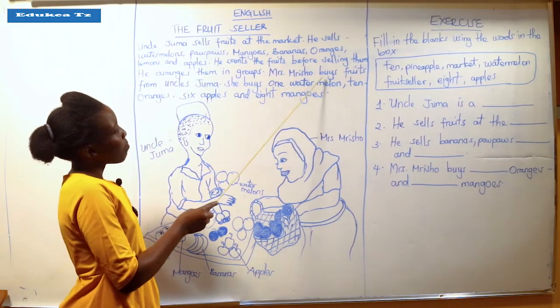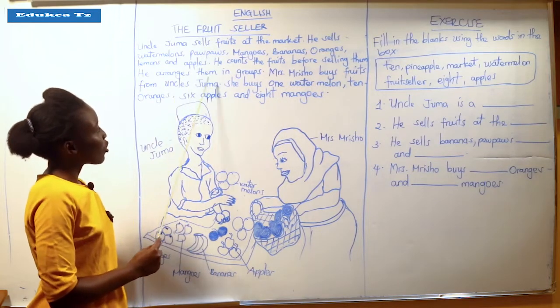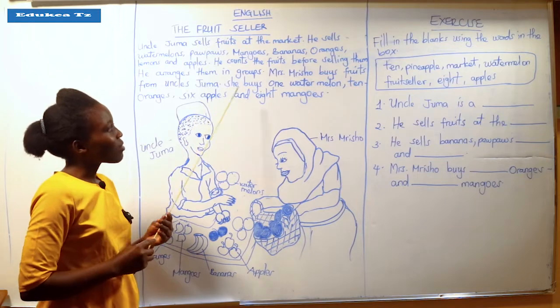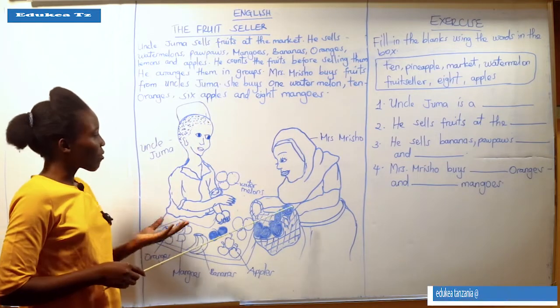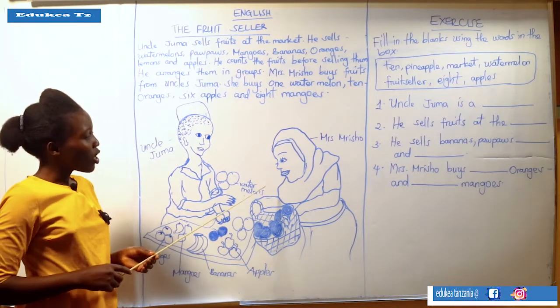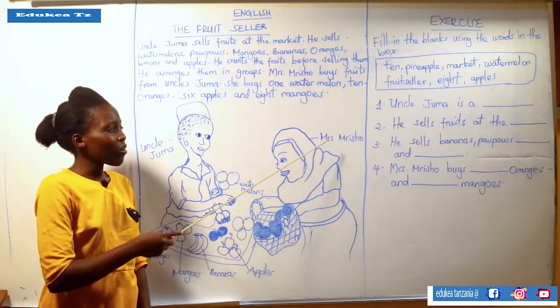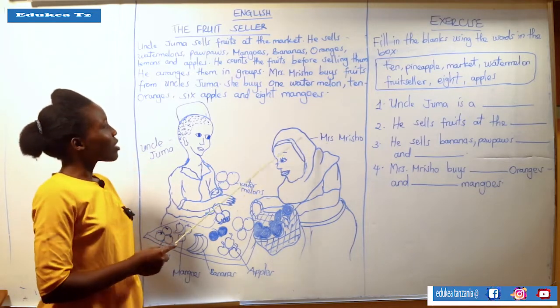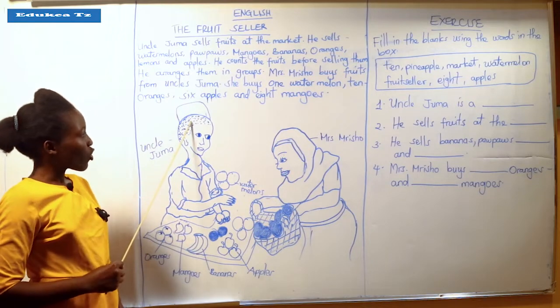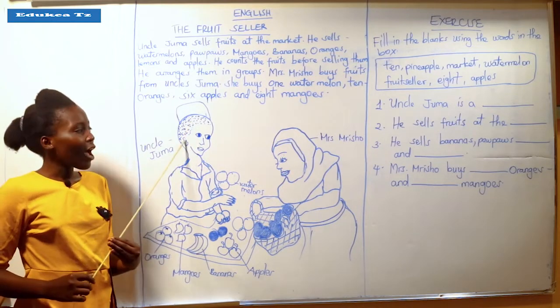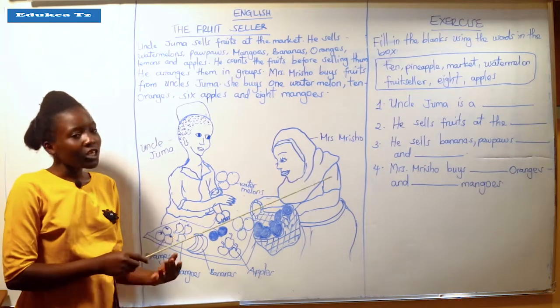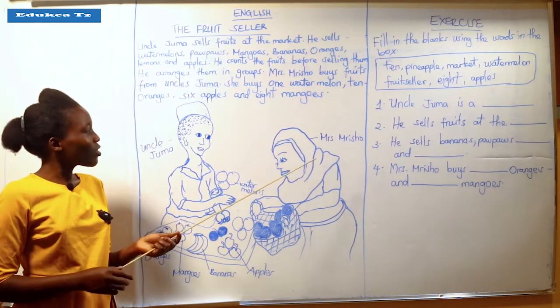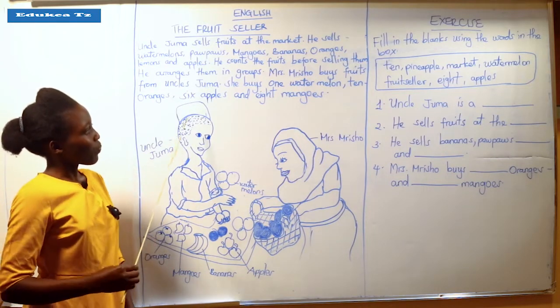Mrs. Simrisho buys fruits from Uncle Juma. If you see the following picture here below, this is Mrs. Simrisho as we have named her here. She's the one who buys fruits from Uncle Juma. This is Uncle Juma, and this is Mrs. Simrisho. So Mrs. Simrisho buys fruits from Uncle Juma.